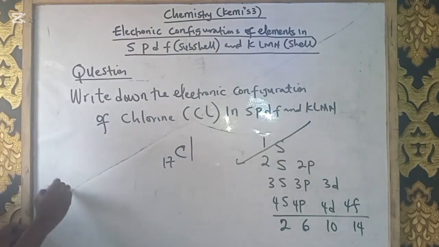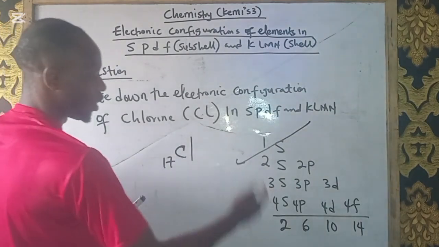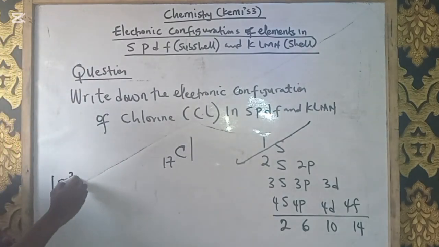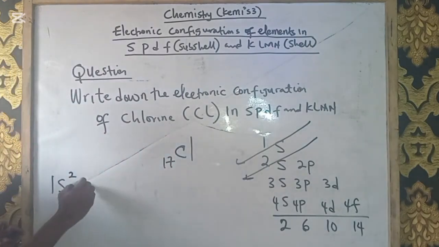What do I strike there? 1s. Write down your 1s. But the total number of electrons that s can occupy is what? 2. You put it there. You are done with that. You take to the next one. You also strike this. What do we have? 2s subshell, which is 2.